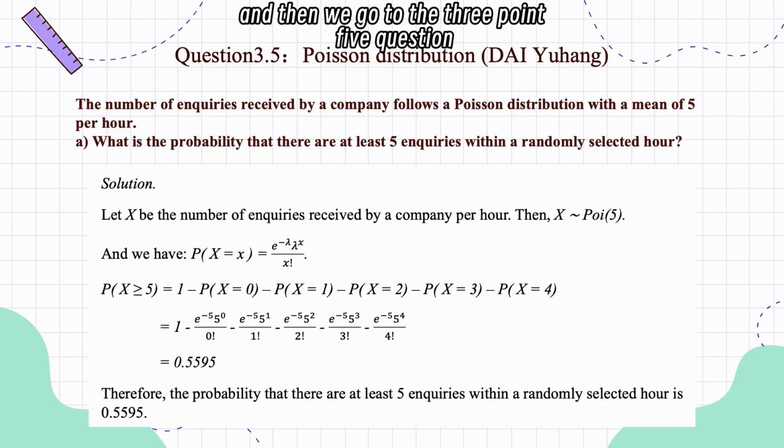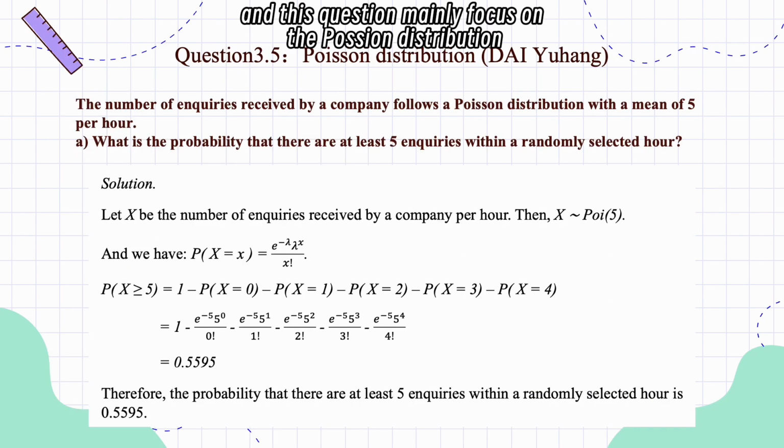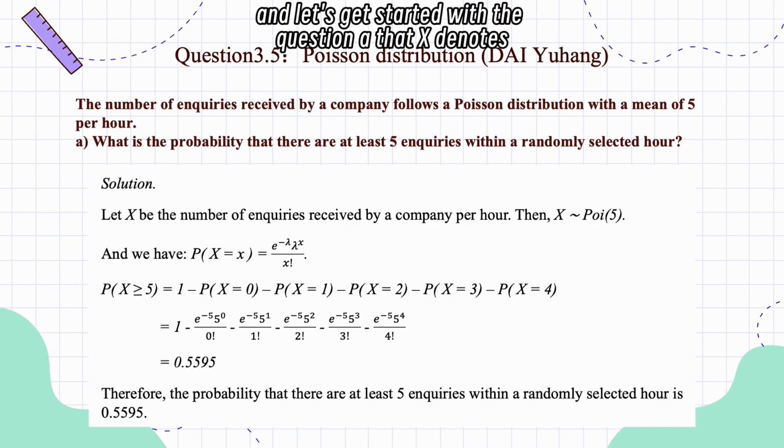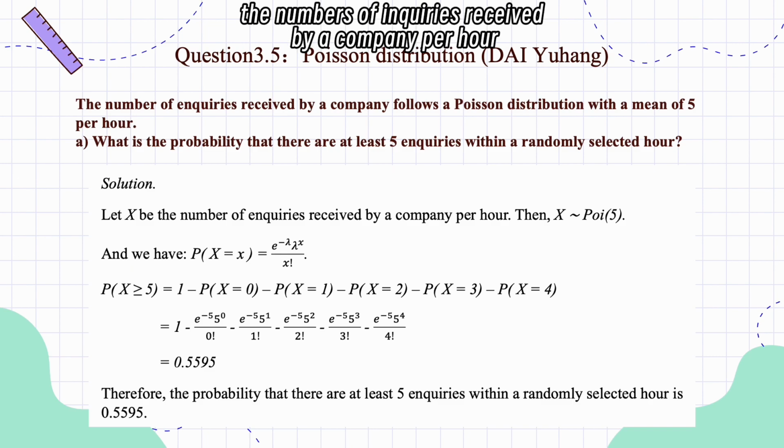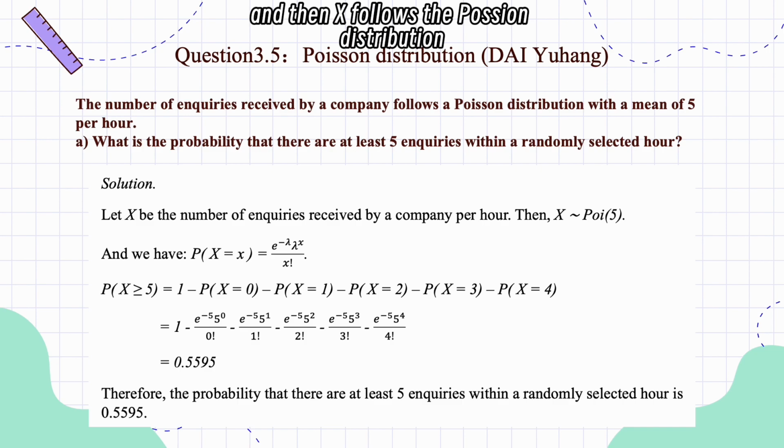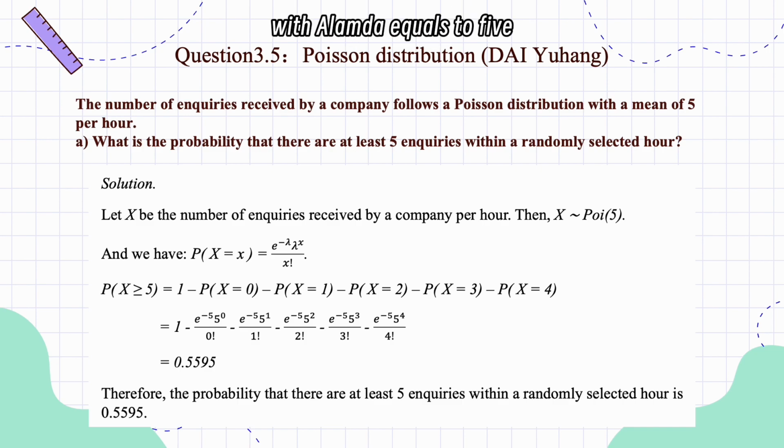And then we go to question 3.5. This question mainly focuses on the Poisson distribution. Let's get started with question A. Let x denote the number of inquiries received by a company per hour. Then x follows the Poisson distribution with lambda equal to 5.